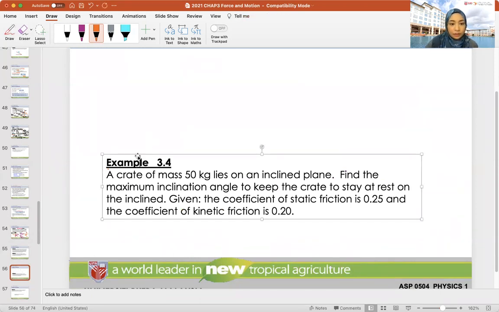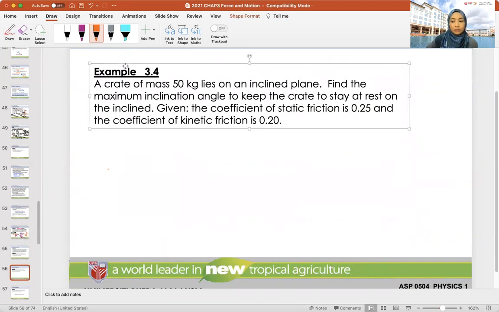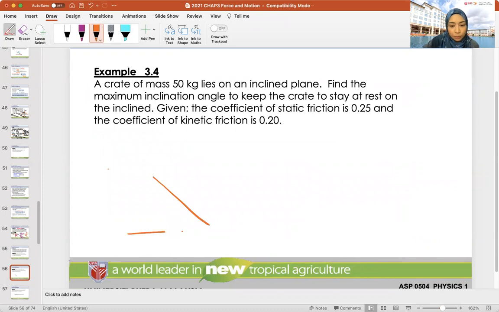Okay, so this one, example. A crate of mass 50 kilogram lies on an inclined plane. So let me draw that. So when you approach a problem, you always need to try to visualize. If I want to solve a problem, I will also draw. I never go without diagrams. Well, it's hard to solve without a diagram. So please make sure you draw. It will help you. So a crate of mass 50 kilogram lies on an inclined plane.